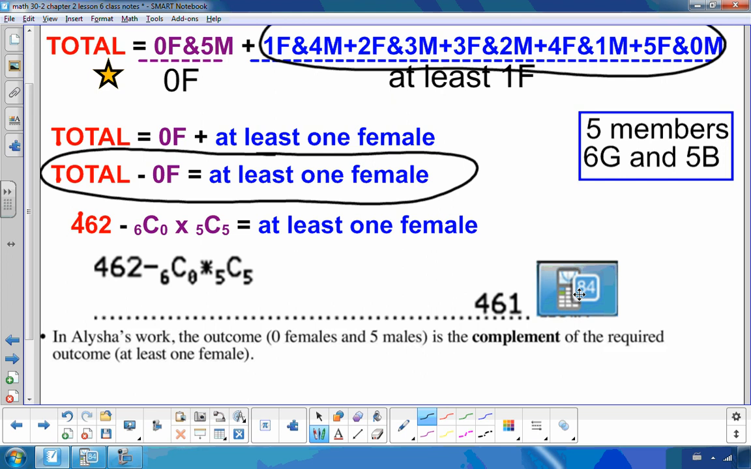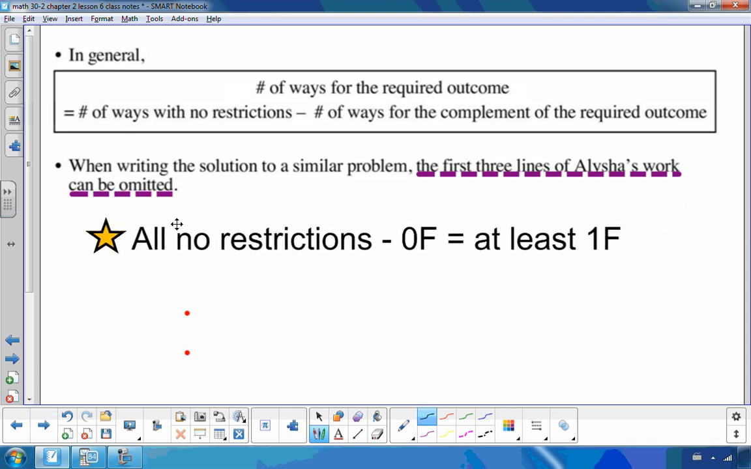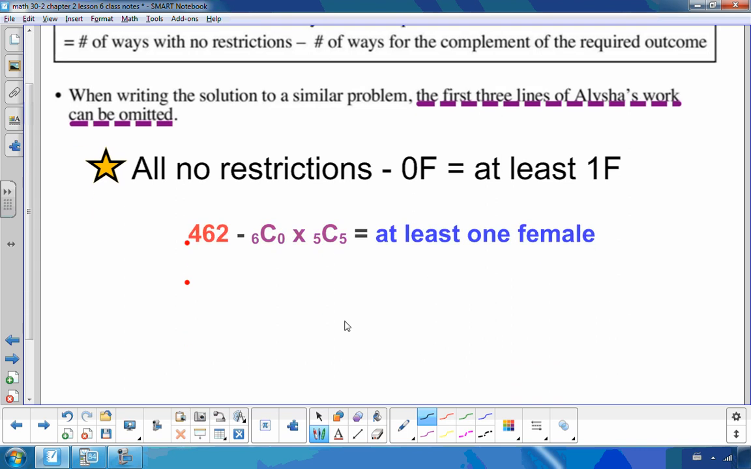So with these questions, if you feel comfortable listing out all of the cases and doing it, that is totally fine. This is just another option that you can go with. So let's look at, in general, anytime I have something like that, I can always do the total minus the smaller case gives me the bigger case. So what we did with Alicia's work, we can omit the first 3 steps in her solution and just say all minus none equals at least 1. Just simply like that. So sometimes there will be easier ways of doing it, and I just want you to be on the lookout for those.